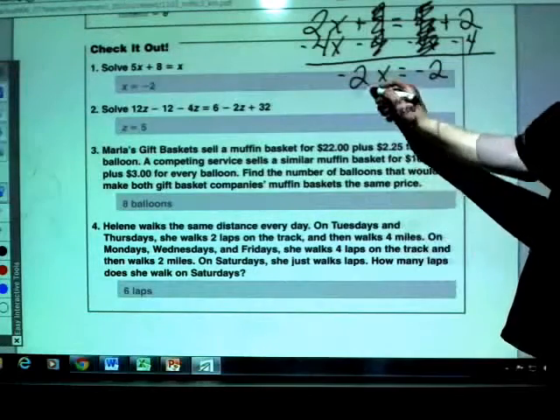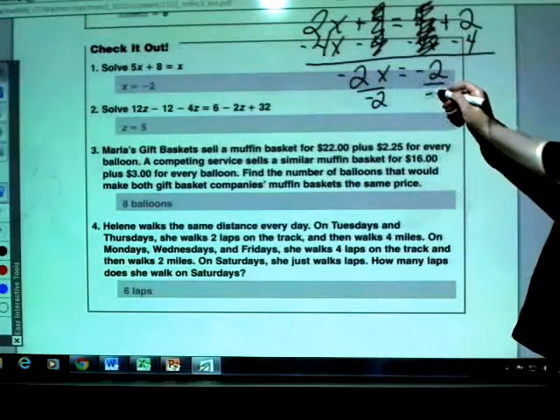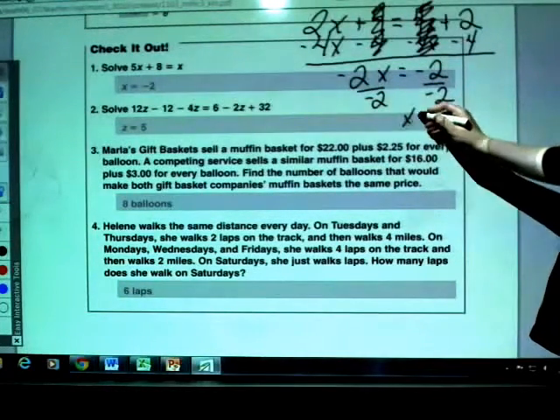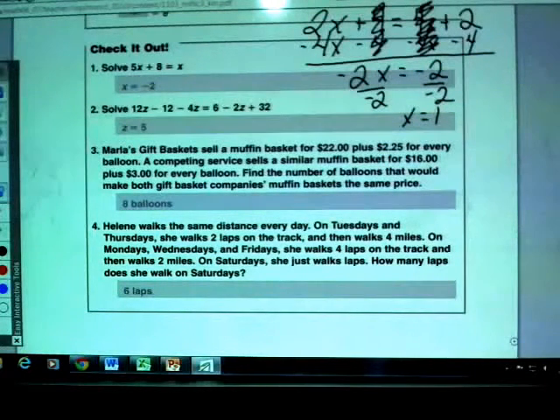Solve that out by dividing now, as you know. Doing the opposite, because that's always how we solve. x equals 1. What does that mean? That's not my solution. What I now know is that 1 lap on the track is a mile.